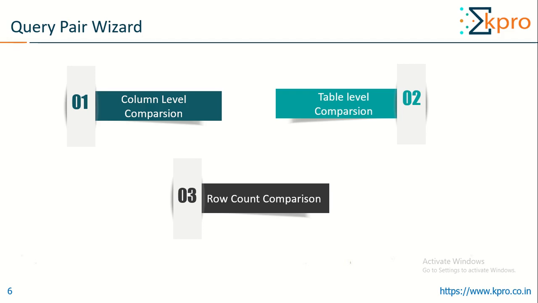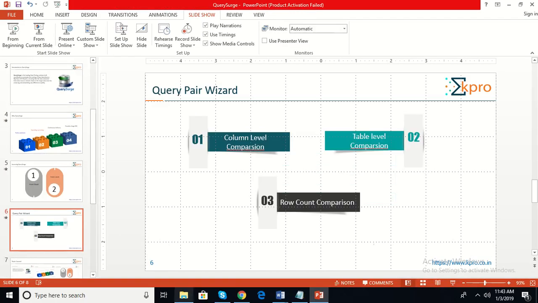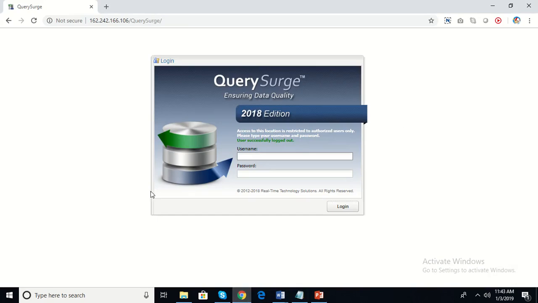So we will have some hands-on with column level comparison. This is the Querysurge URL, which will be provided by the Querysurge team. Once you register with your email ID, within 15 minutes they will send this URL and a username and password to your registered email ID.